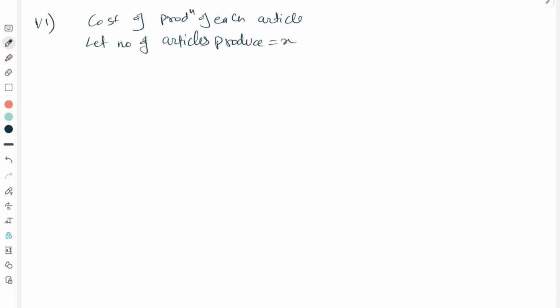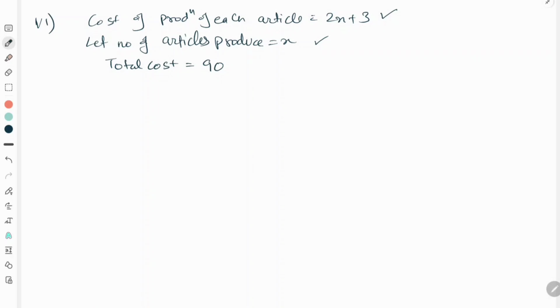So what will be the cost of each article? It will be 3 more than twice the number of articles, meaning 2x plus 3. It is the cost of each article and we are producing x articles. The total cost of the production is rupees 90. So we have to find the number of articles produced and the cost of each article.